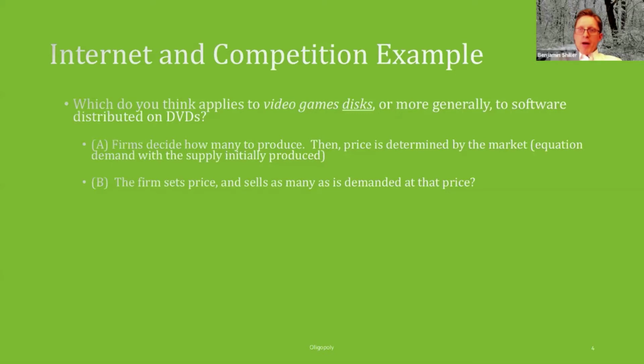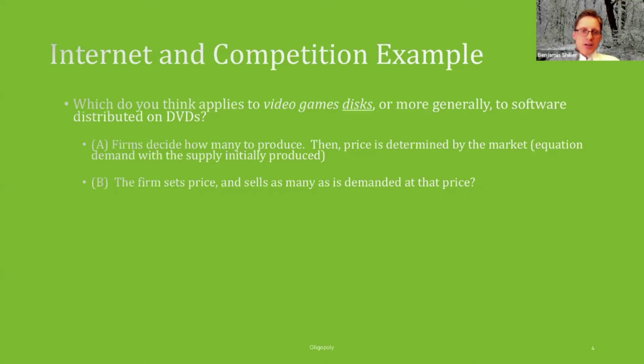Before we go over the models, my question for you is, which do you think applies to video games distributed via DVDs or some sort of physical cartridge? A, firms decide how much to produce, then price is determined by the market. Or B, firms set price and then sell as many as consumers demand at that price. At least long ago in the past, what I think clearly applied was that they decided how many to produce, right? They actually had to literally produce those physical cartridges. Think back to like the old Nintendo games or something like that. And it was hard to sort of produce another one instantaneously.